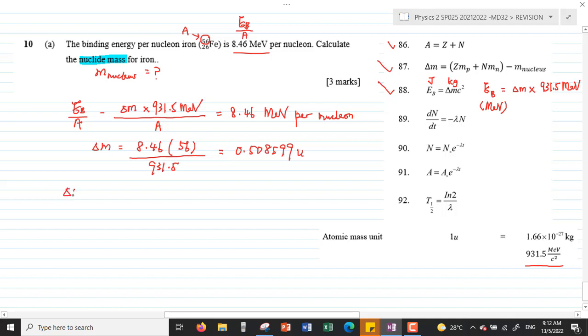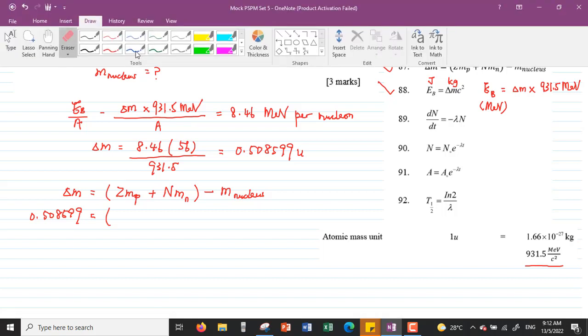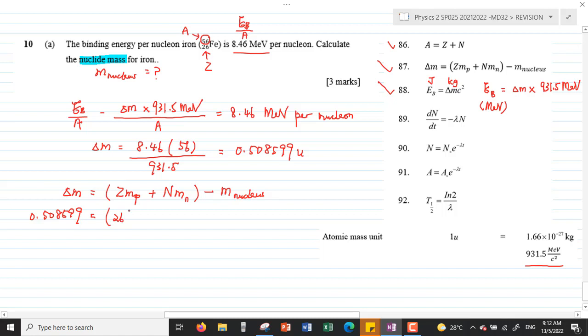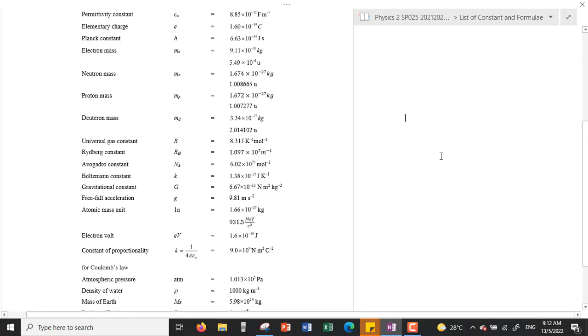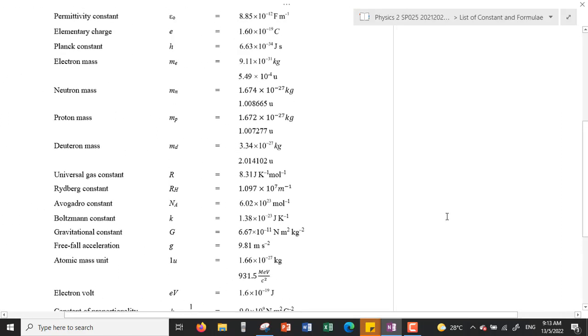Once I get the mass defect, I'm going to use equation 87 to find the mass of the nucleus. So Δm will be the number of protons multiplied by the mass of 1 proton, plus the number of neutrons multiplied by the mass of 1 neutron, minus the mass of the nucleus. The mass defect is 0.508599. The number of protons you can read from the information given: 26, whose symbol is Z. So Z is 26. The mass of the proton we can get from the list of constants. Always refer to the list of constants in the exam to get the mass of the proton, neutron and electron. The mass of the proton is 1.007277 u, and the mass of the neutron is 1.008665.